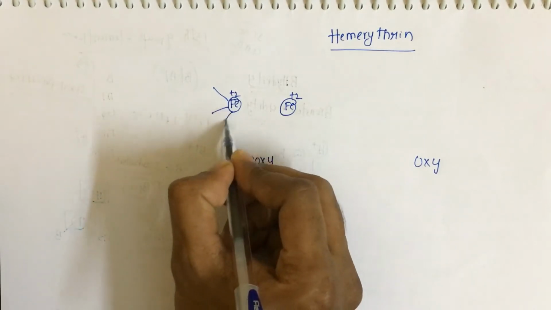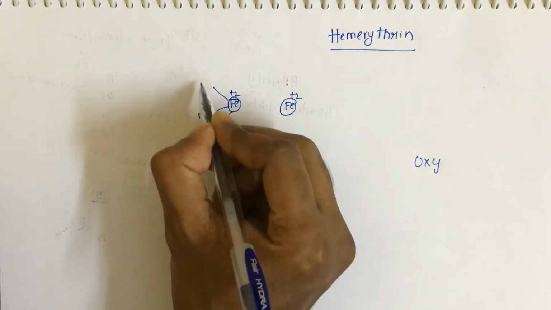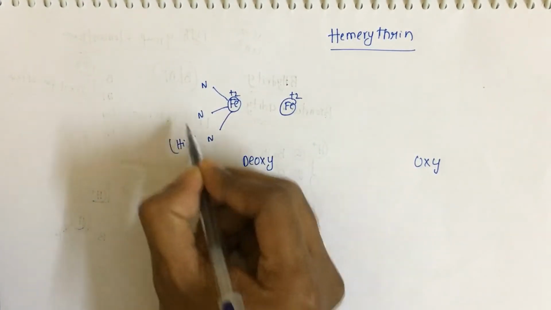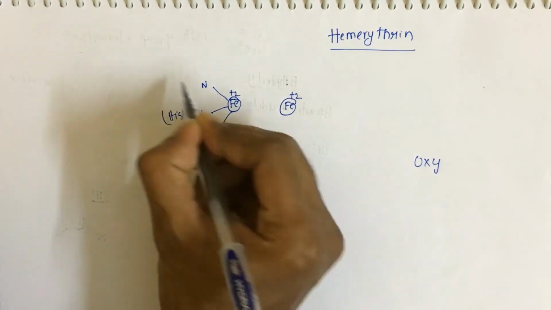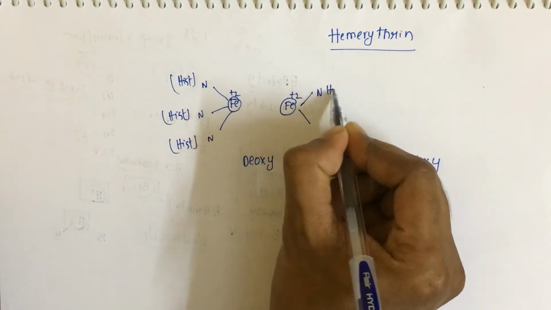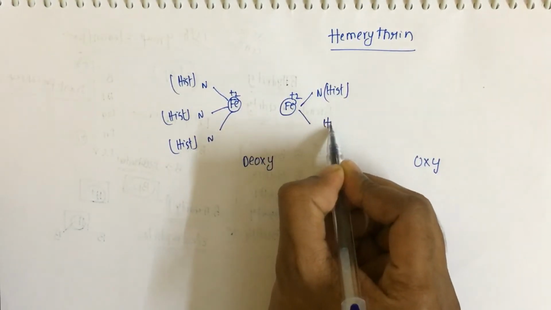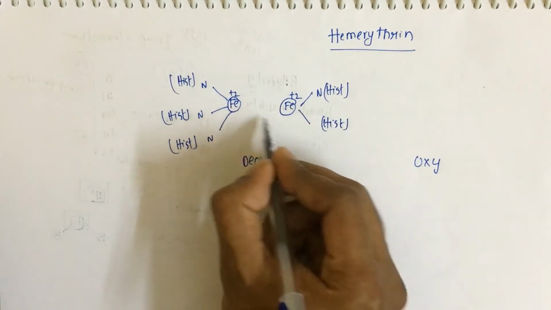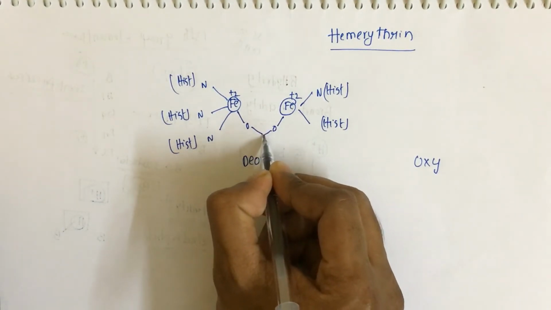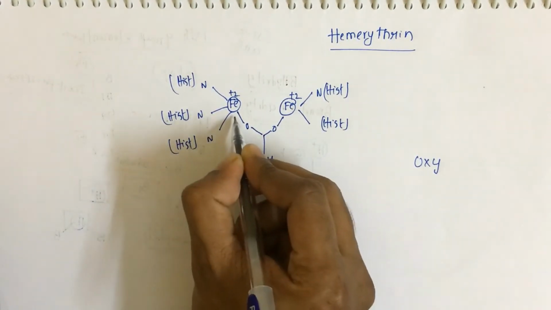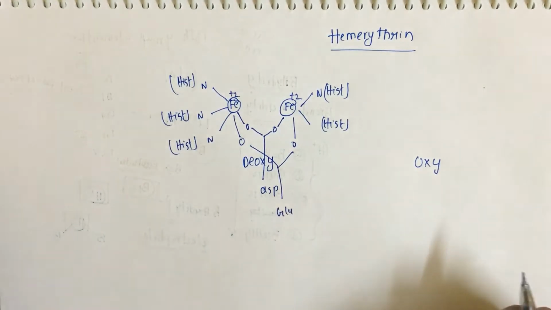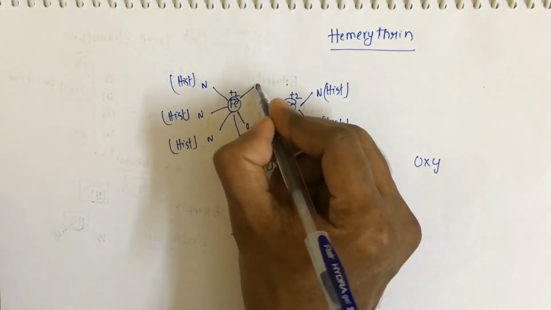one iron is hexa coordinate. So N shows the histidine nitrogen. Here is histidine, and another iron has only two histidines, and these two irons are connected through the carboxylate group of two amino acids. They are aspartic acid and then glutamic acid. Okay, now here we have an OH.